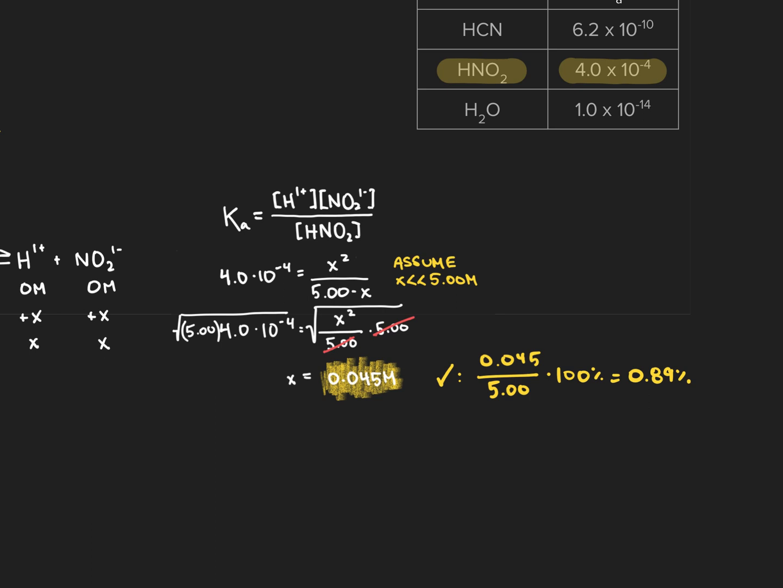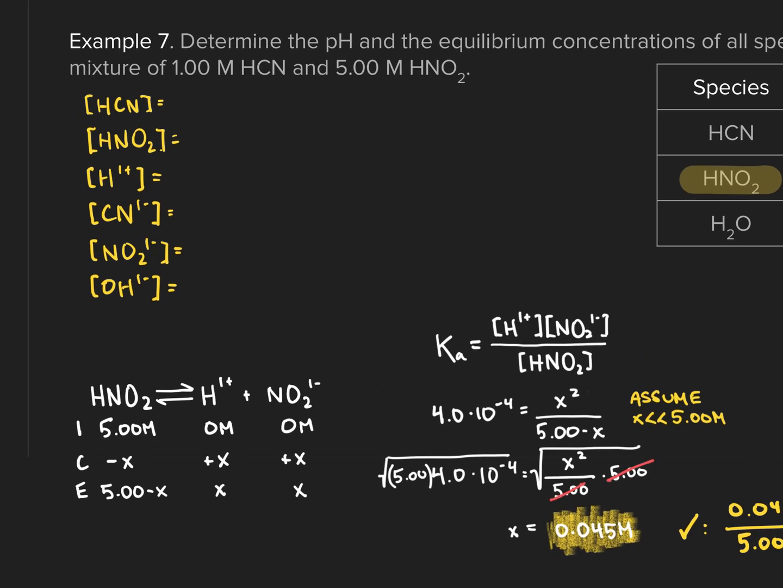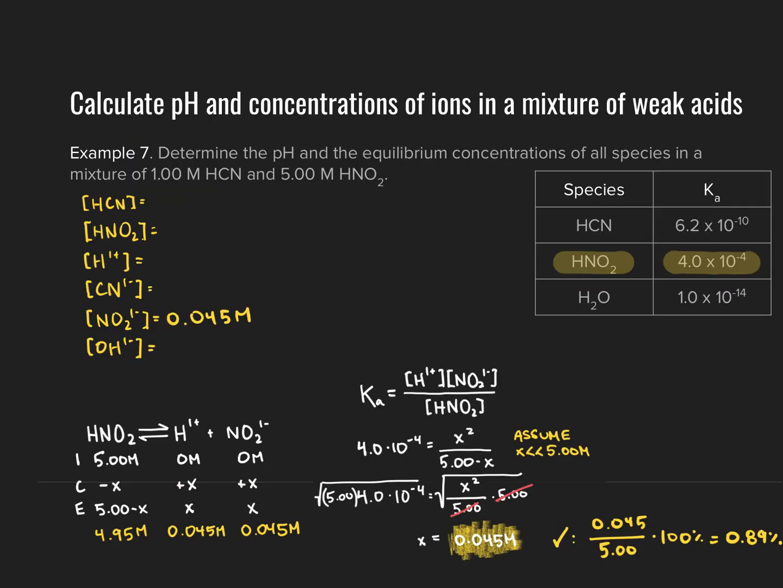All right, so we've solved the first ice table, and that means we can now go ahead and think about what we currently know. So again, we've done the calculations, now let's do the thinking. In terms of our x value, that x value is equal to the concentration of both hydrogen ion in solution and the nitrite ion NO2−. So I'm going to go ahead and fill in the nitrite ion's concentration of 0.045 molar, and I can now also easily calculate the concentration of the nitrous acid at equilibrium, which is 5.00 minus my x value of 0.045 molar, and that gets me now a value of 4.95 molar with significant figures for the equilibrium concentration of HNO2.